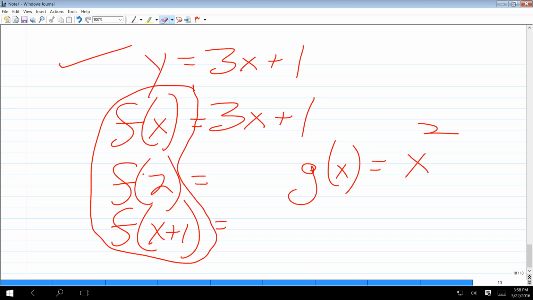If this was an r, then it wouldn't be a g of x. It would be a g of r. So whatever's in the parenthesis tells you it's a function of r or a function of x. And then if I use something other than x, I'm saying evaluate that function when x is equal to 2. Or when instead of x, let's evaluate f of x plus 1.